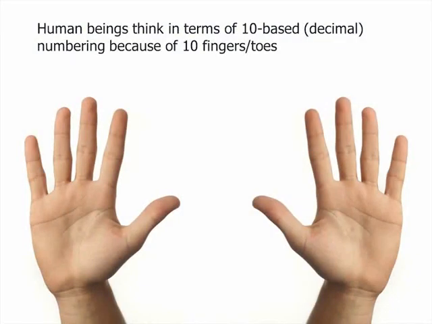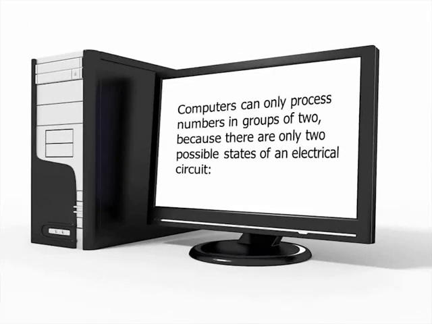First, as human beings, we look at things in terms of tens because we have 10 fingers and toes. And from the earliest days, as you may remember in school, you may have even counted on your fingers. That's how human beings tend to think in terms of tens. It's called decimal. However, computers are different. They can only process in groups of two. And this is one of the things to understand.